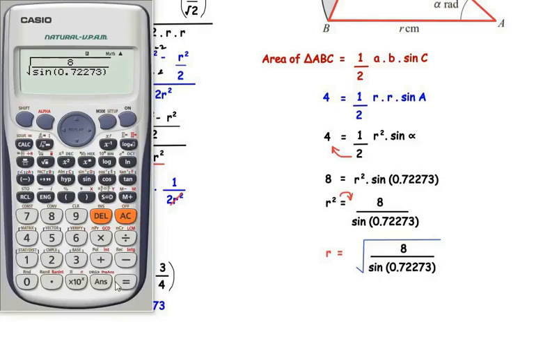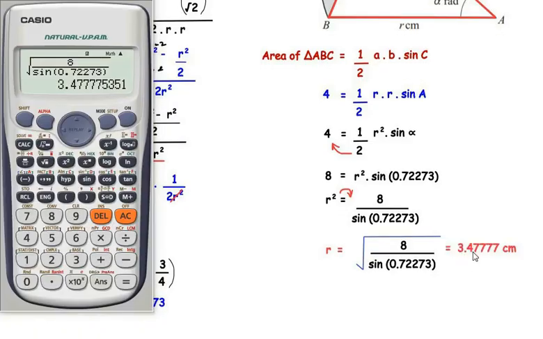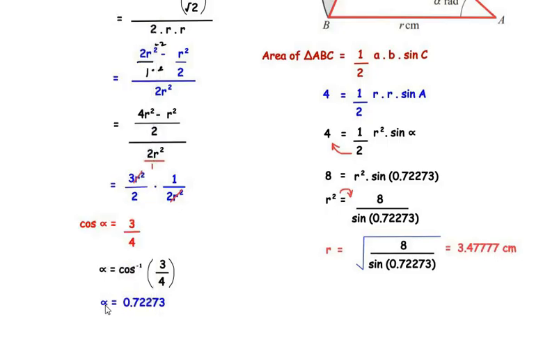Now let us see what value this gives us. So this is going to give us the value of the radius as 3.477 and so on. Now again the radius is an intermediate value, so I am going to consider this value to 5 decimal places, giving us the value of radius as 3.47777 centimeters.